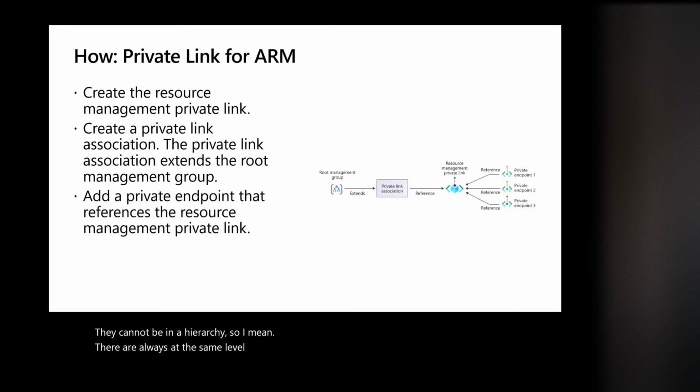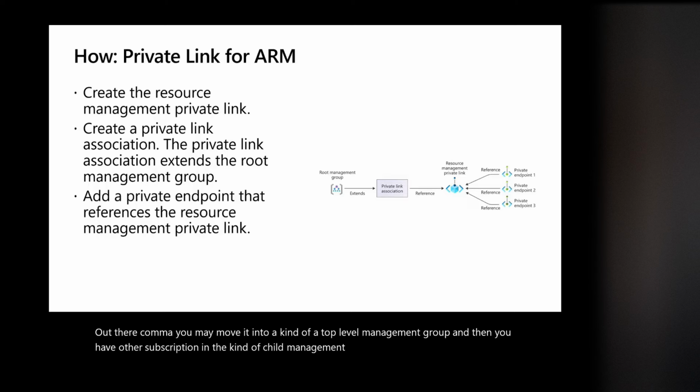But what you can do is, let's say that you have a master subscription where you have all your policies that are applicable and common. You may move it into a top level management group, and then you have other subscriptions in the child management group. So in any case, with Resource Manager, you apply this private link by attaching it to the root management group at the moment. Please note it down: at the moment, it is only available at the root management group.